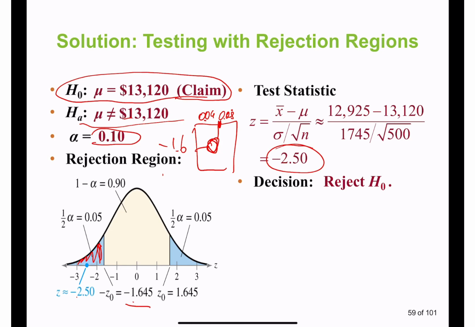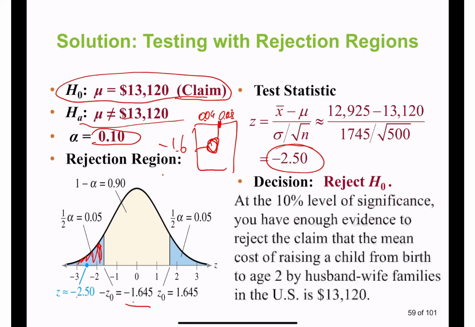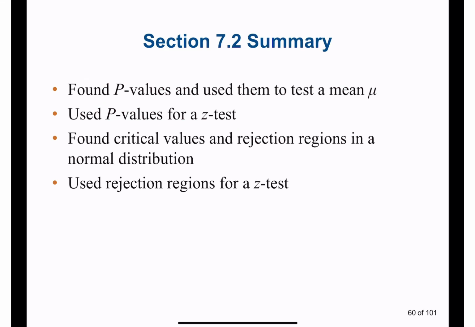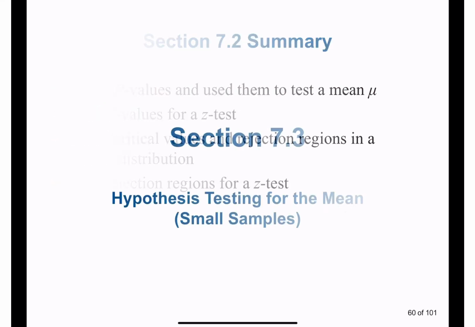If we reject the null hypothesis, then we can say with 10% significance level, we have enough evidence to reject, not to support, to reject the claim that the mean cost of raising a child from birth to age 2 by a husband-wife family in the U.S. is $13,120. That's all. We finished 7.2.